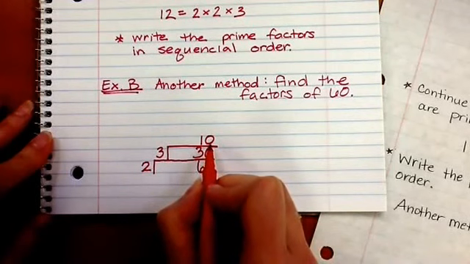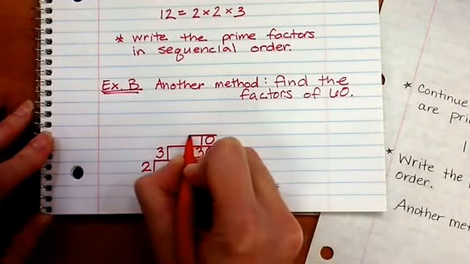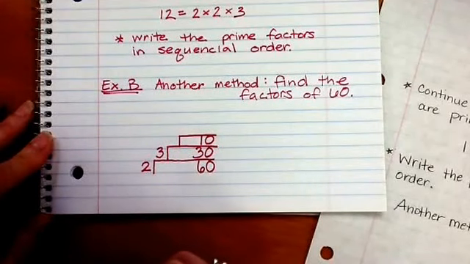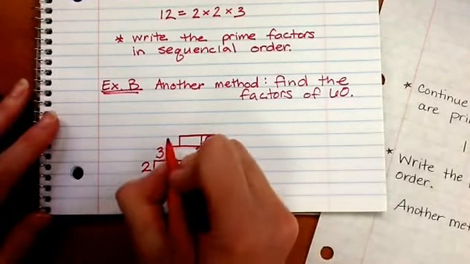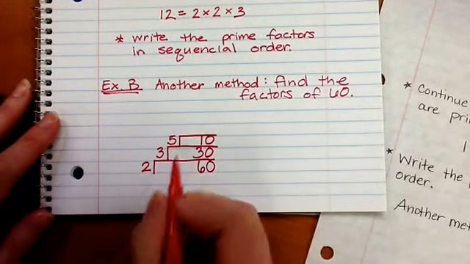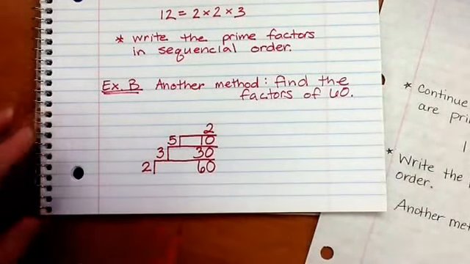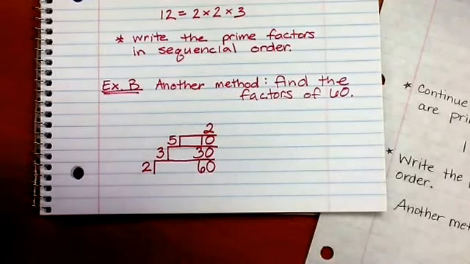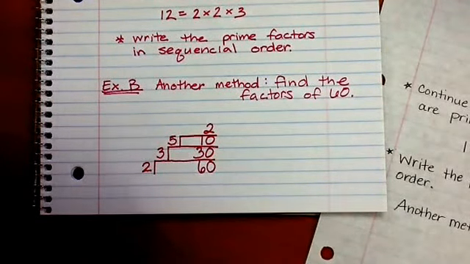10 is not a prime number, it is composite, so I can divide it again. So I come out here, I leave a little step, and I ask myself, what number goes into 10? Well, 5, which is a prime number, can go into 10. 5 goes into 10 twice. And now I have 2 at the top of my cake. 2 is a prime number, so I am now finished finding the prime factors of 60.